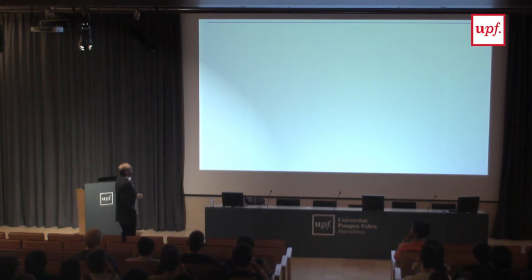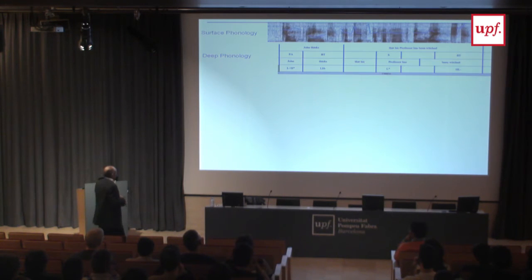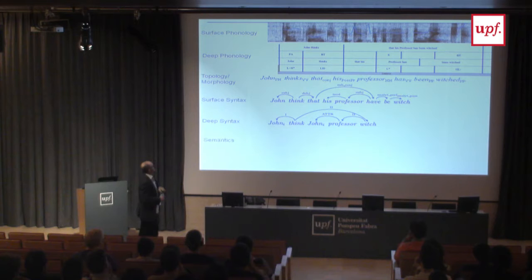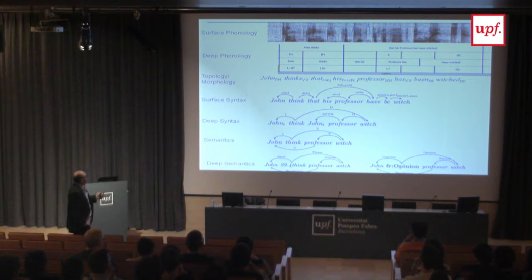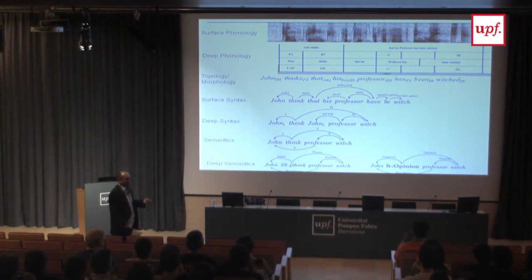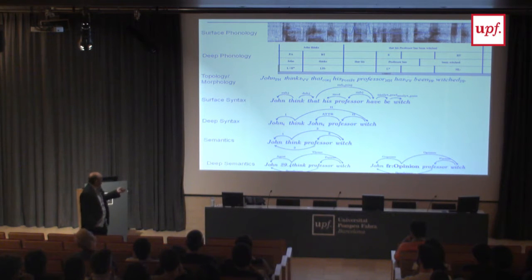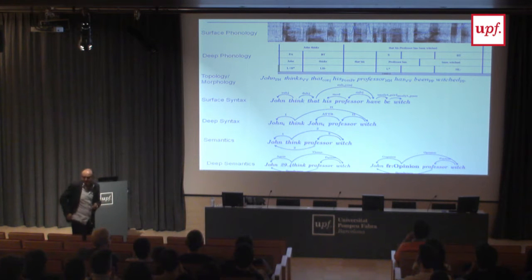Okay, so now a little bit more detail on the processing model, before we look into how we do it. This is our sentence representation model. As you see, we have quite a few layers there. The first layer is surface phonology, that's basically speech. Then deep phonology, these are all features we need for prosody analysis and prosody generation. Then we have morphology. Actually, these are two sublayers, surface morphology and deep morphology, but it's not important at this stage.